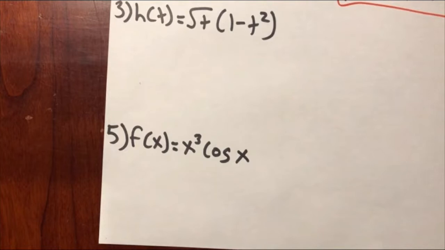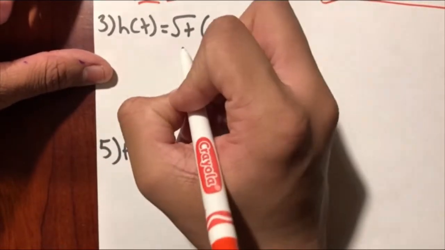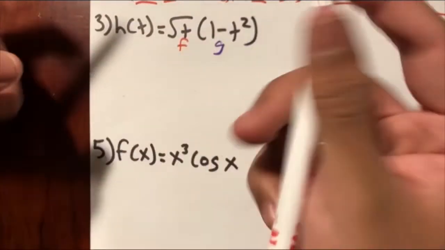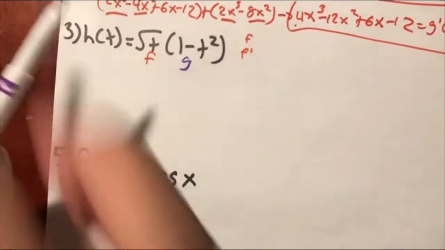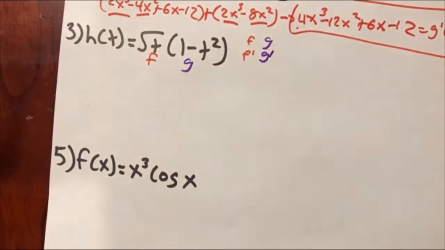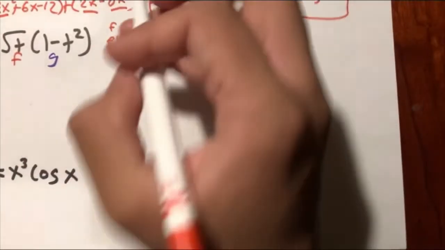H of t is equal to the square root of t times 1 minus t squared. So, again, listing it is what I recommend. So, I want to make this f, and this time we can use g. So, I'll take the original function f, derivative of f, times g, then derivative of g, as noted by g prime. So I'm going to find my derivative of f and my derivative of g.